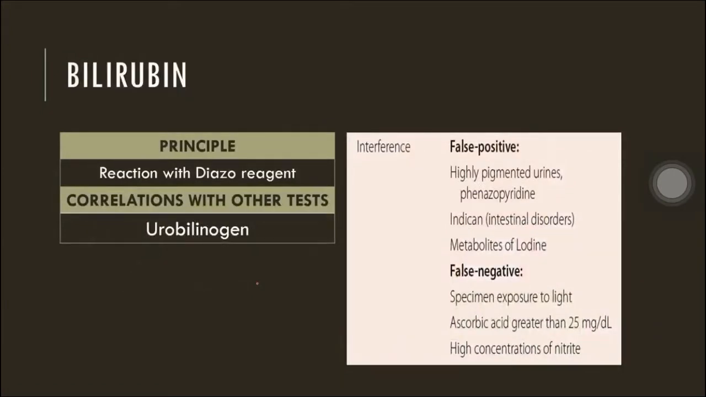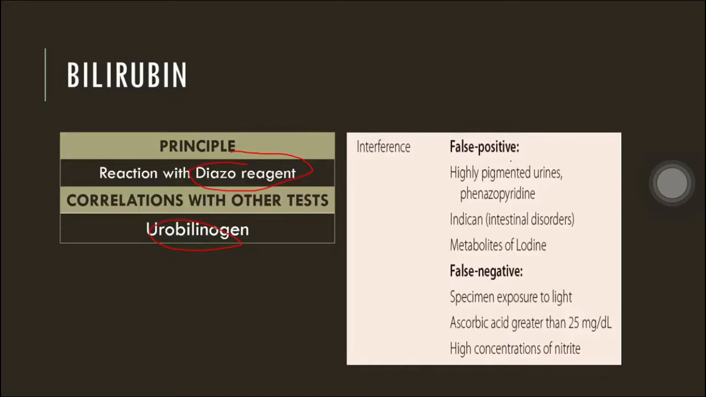So, now the technicalities for bilirubin. The principle for bilirubin, as you all know, is the diazo reaction. The reagent, of course, is diazo reagent. It is correlated with urobilinogen for detection of liver diseases, bile duct obstruction, or hemolytic anemia.